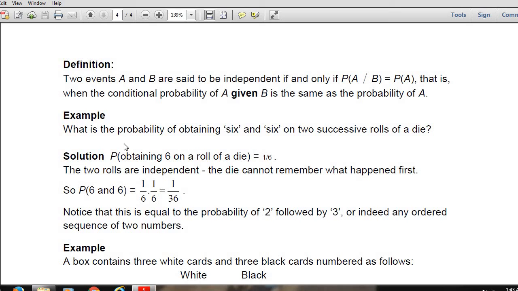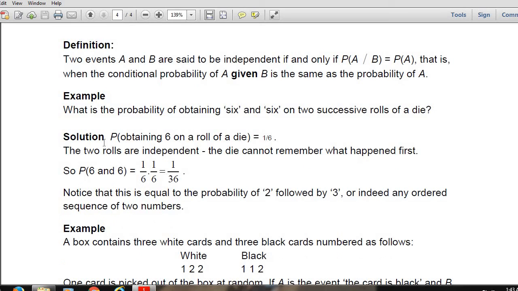Let us take an example. What is the probability of obtaining 6 and 6 on two successive rolls of a die? The solution: the probability of obtaining 6 on a roll of a die is 1 by 6. The two rolls are independent, as the die cannot remember what happened first. So probability of 6 and 6 is 1 by 6 times 1 by 6 equals 1 by 36.